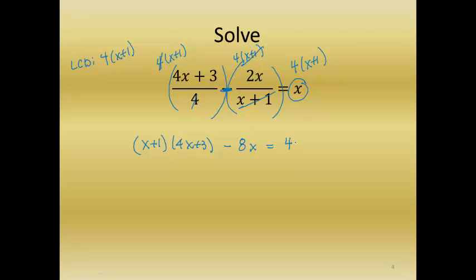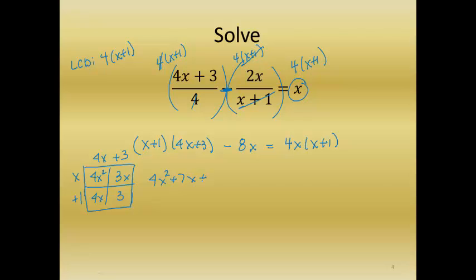And that leaves me with 4x times x plus 1, multiplying the 4 times the x and then the quantity x plus 1. I'm going to have to multiply everything out here in order to decide if I can solve it and continue. So if I multiply these out, I get 4x squared, I get a 3x, a 4x, and a 3. So 4x squared plus 7x plus 3 minus 8x equals 4x squared plus 4x when I distribute. So this one required me to multiply it out and distribute it all, and this was just a simple distribution.